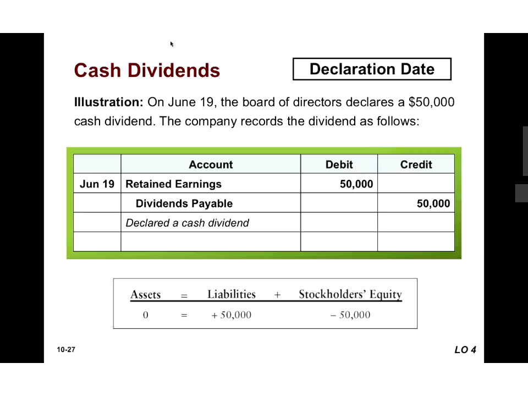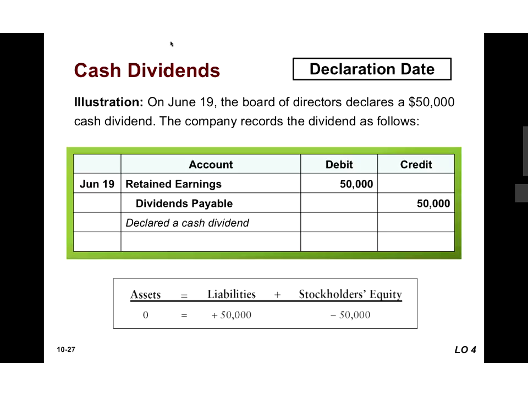Okay, so now we're going to talk about what happens on each of those dates. So let's say on June 19th, the Board of Directors declares a $50,000 cash dividend. So what's going to happen when we record a cash dividend, we're going to be debiting retained earnings because we need to reduce retained earnings, and we're going to be crediting dividends payable to set up the liability. So what's happening is our liabilities are increasing and our stockholders' equity is decreasing. So that's what happens when we declare it.